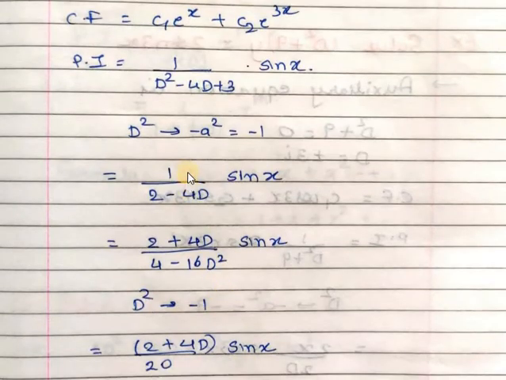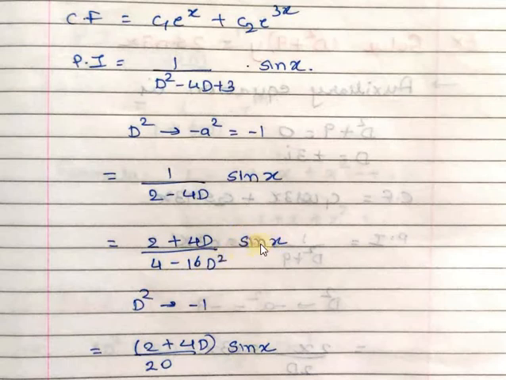Now here we will multiply the numerator and denominator by 2 + 4D. So we have to multiply the numerator as well as the denominator by 2 + 4D. So here it will be (2 + 4D) divided by (4 − 16D²), because we are using the formula (a − b)(a + b) = a² − b². So by that formula it will be (4 − 16D²) into sin x.